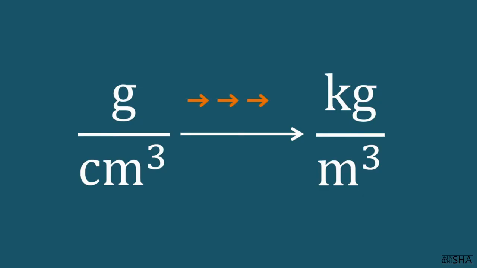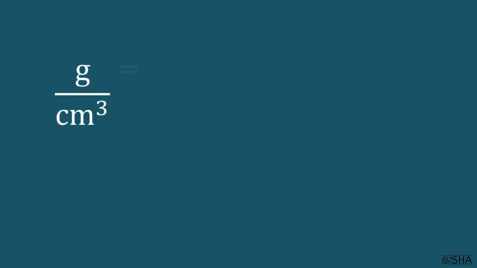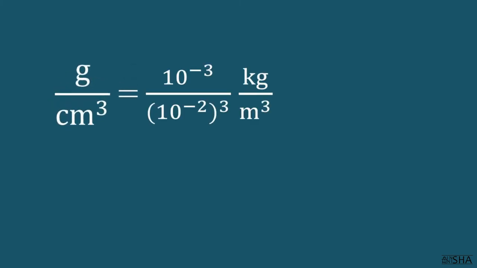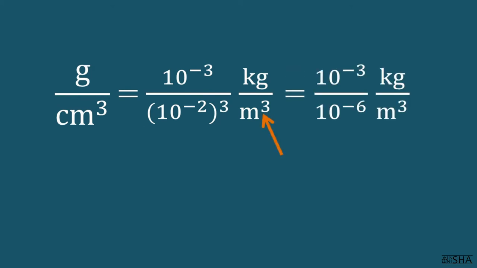So, to convert a gram per cubic centimeter to a kilogram per cubic meter, you need to convert grams to kilograms in the numerator of the fraction, which means multiplying by a factor 10 to the negative third power. In the denominator, cubic centimeters must be converted to cubic meters. The factor of the prefix cent is 10 to the negative second power. We put it in brackets and raise it to the third power, since we have cubic meters. Now, knowing power rules, we get 10 to the negative third power divided by 10 to the negative sixth power, and it equals 10 to the third power.